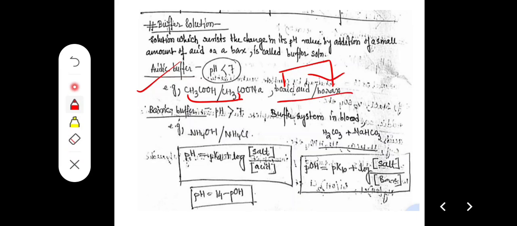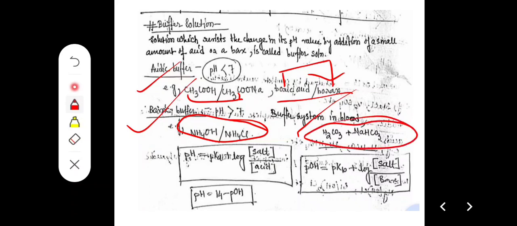Basic buffer is when pH is greater than 7. As we know, when the solution has a pH value greater than 7, the solution is definitely basic. And that should be made by a base and its corresponding salt. NH4OH and its corresponding salt, that is NH4Cl. Maybe NH4OH reacts with HCl, hydrochloric acid, it must produce NH4Cl. In the buffer system in blood, we see H2CO3, that is carbonic acid, and sodium bicarbonate. That must be an acidic buffer.